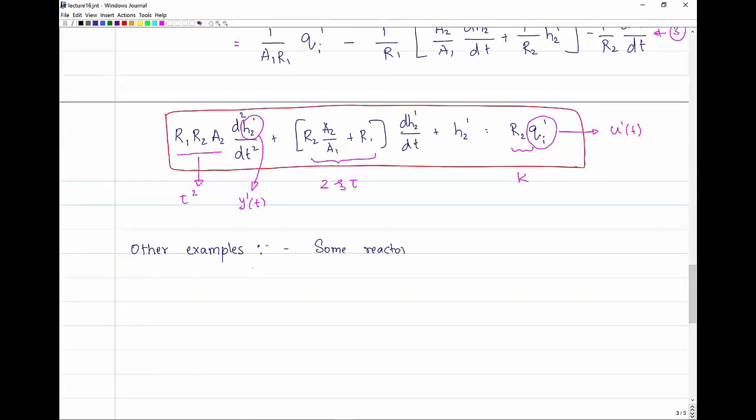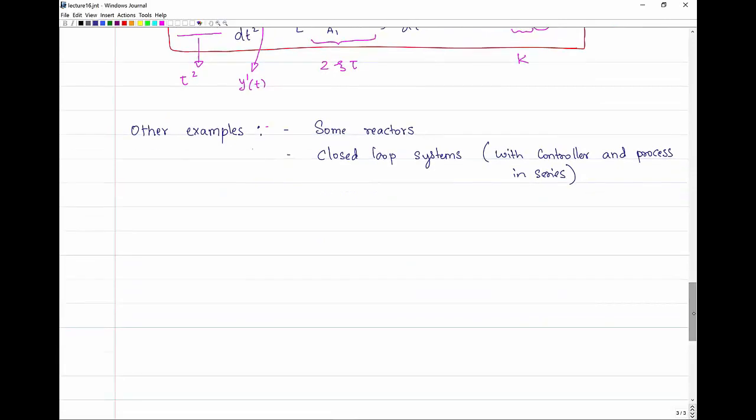Similarly, there are other examples such as reactors where the dynamics could potentially be defined by a second order differential equation. Second order differential equations are also very commonly encountered when you have a closed loop system, where a process is in series with a controller. Even if the process and the controller are first order, when they are in series, they are going to be second or higher order systems.